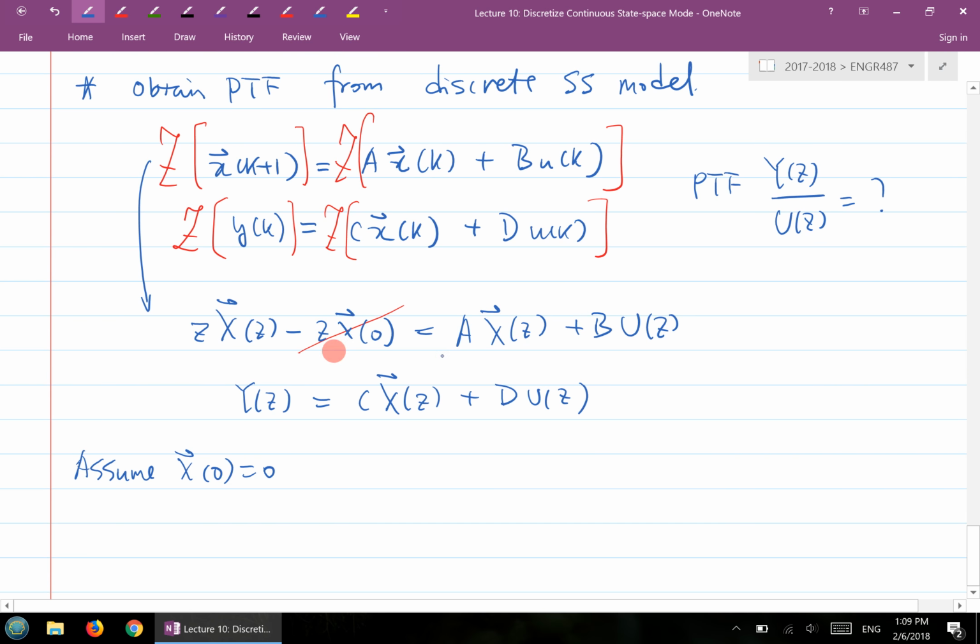Based on the first equation, grouping the similar terms, you have z X(z), you have A X(z), so move this one to the same side. You have a similar situation like the previous one, because this is a scalar z, and this is a matrix A. So you take out the common factor, and then you have (zI minus A), z times the unity matrix first, and then minus A, and then equal to B U(z).